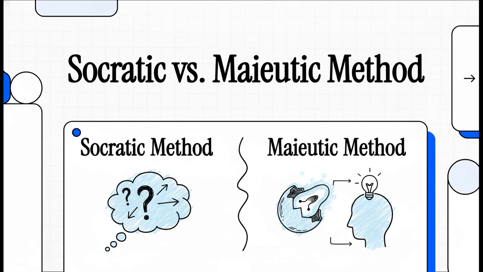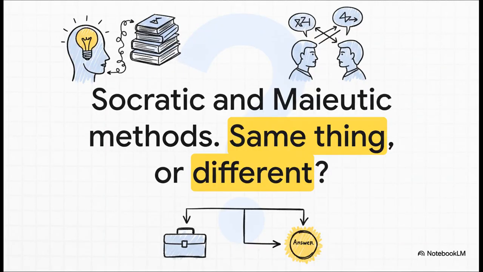All right, if you've ever dug into philosophy or even just teaching techniques, you've definitely heard about the Socratic method. But what about the Maieutic method? It's a term that often gets tangled up with its more famous cousin, and today we're going to untangle them for good. So let's just cut right to the chase. Are we talking about two names for the exact same thing, or are these actually two totally different intellectual tools?